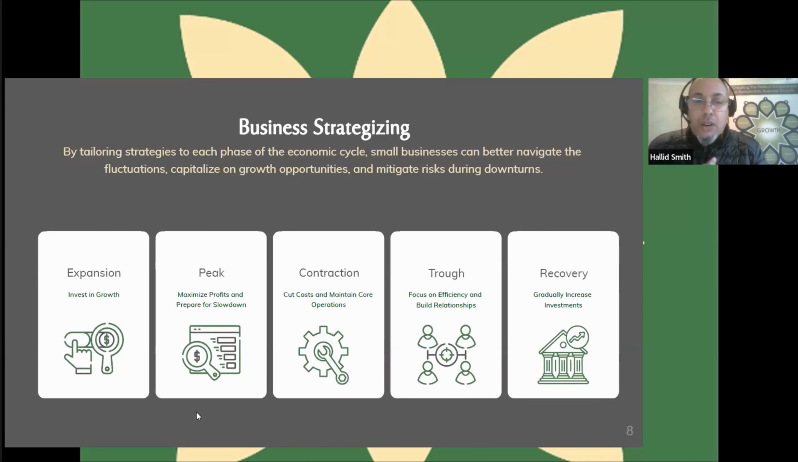So contraction, our cost to maintain core operations. Remember, this is where we are now. So we're going to look at saving costs. How do we cut costs? Those debit orders that come off every month, you're going to look at that. Membership fees that you're paying every month, those gym fees that you don't go to. Yes, we know you pay those gym fees, but you don't go. Yes, you're going to stop all of those things, right?